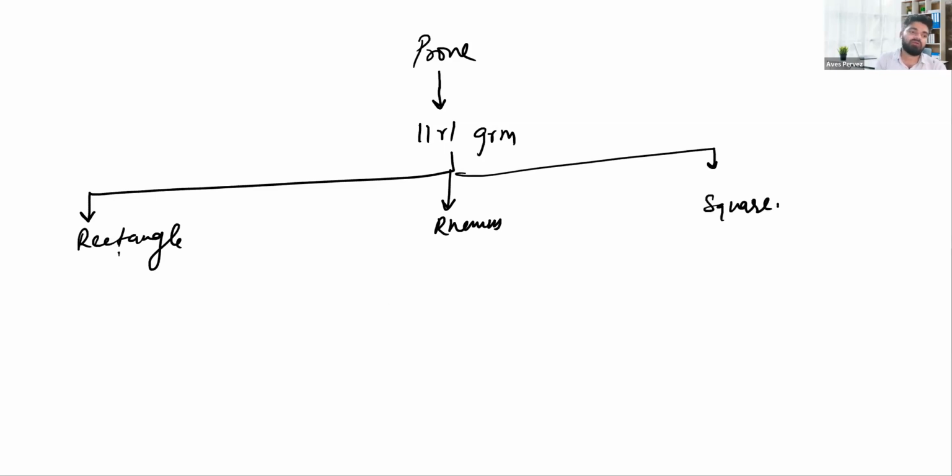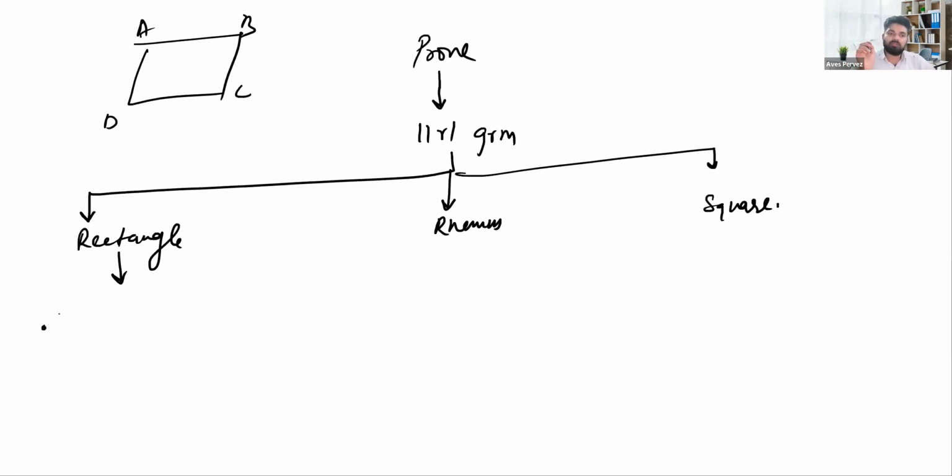Okay. So in a parallelogram, first point, you have already proved ABCD as a parallelogram. To prove any angle is 90 degrees, then that parallelogram will become a rectangle.